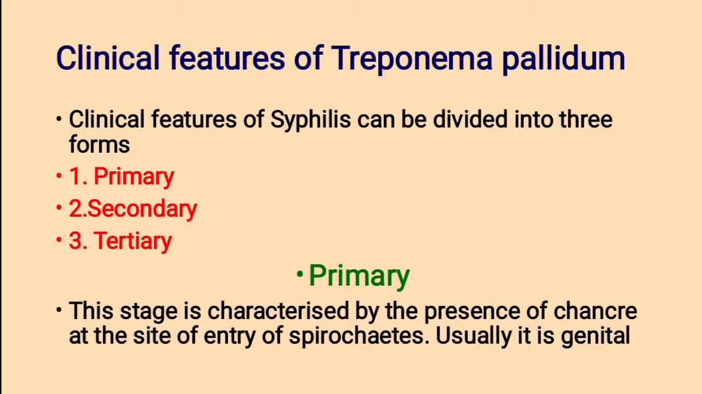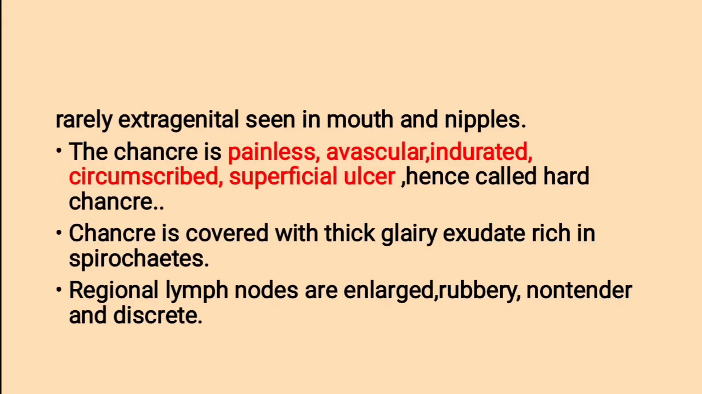What are the clinical features of Treponema pallidum? The clinical features of syphilis can be divided into three forms. First one, primary syphilis. Second one, secondary syphilis. Third one, tertiary syphilis. First one, primary syphilis or primary stage. This stage is characterized by the presence of chancre at the site of entry of spirochetes. Usually it is genital, rarely extragenital, seen in mouth and nipples. Chancre means painless genital ulcer.